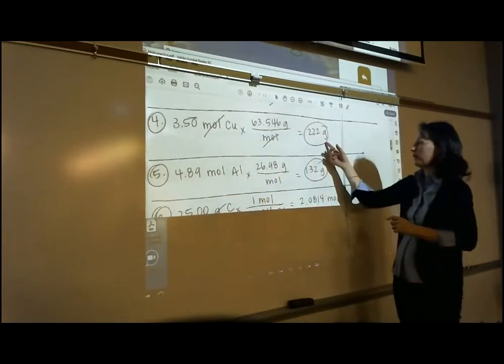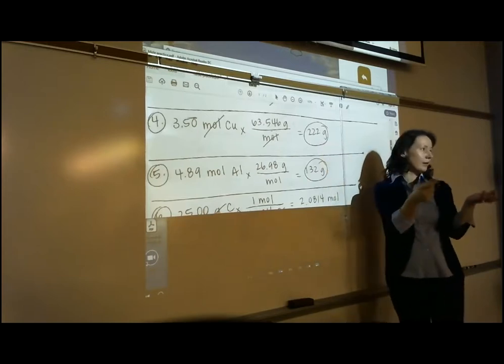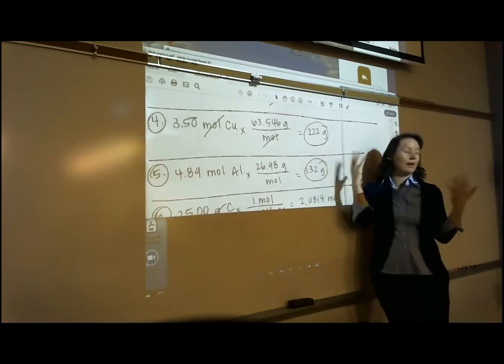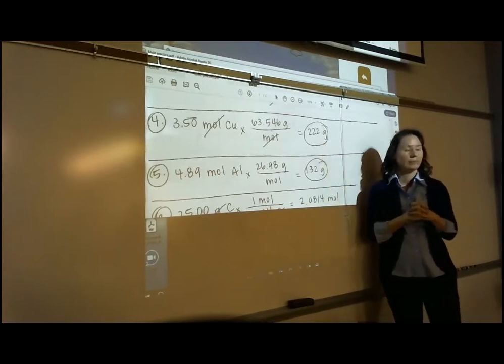My units would be grams. Now that's something I can go to the balance and get my beaker and just add until it gets to 222, right? And then I know, okay, I've got 3.5 moles.